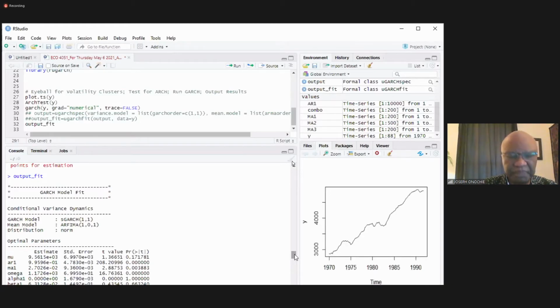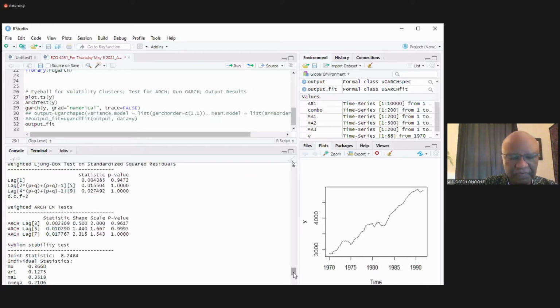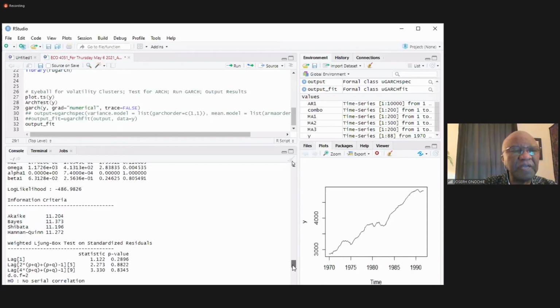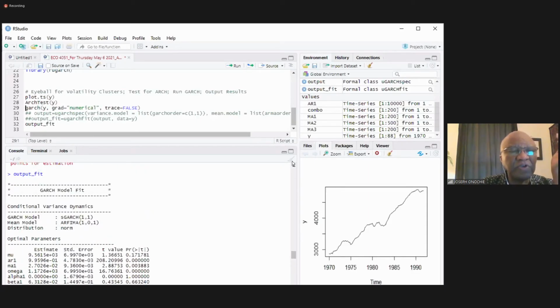Let me quickly explain this. The output is a lot, but let me just quickly point out some things. So look, the GARCH model fit. This GARCH model is the standard GARCH(1,1) equation. This little s means standard GARCH. Remember, I showed you on page 4 of my handwritten note, I showed you the standard GARCH.